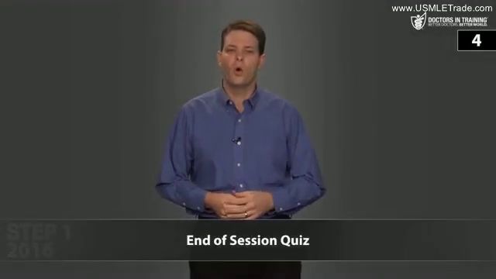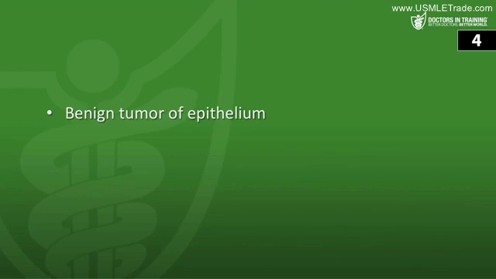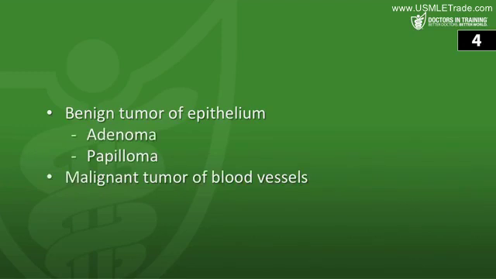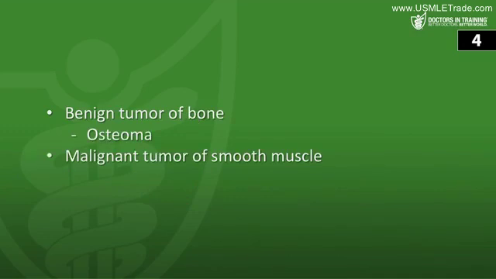All right, first question. What type of tumor matches each of the following? Benign tumor of the epithelium is either going to be an adenoma or a papilloma. Malignant tumor of blood vessels is an angiosarcoma, or we said sometimes it's called a hemangiosarcoma. Benign tumor of the bone is an osteoma. And malignant tumor of the smooth muscle is a leiomyosarcoma.